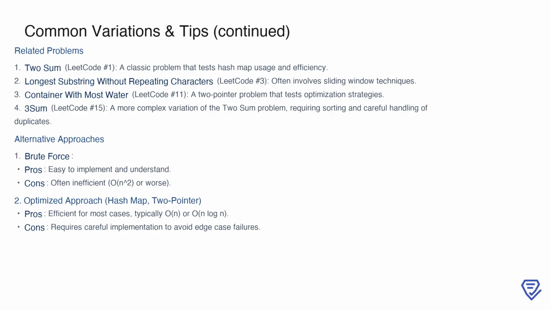When solving these problems, you might start with a brute force approach. This is easy to implement and understand but is usually inefficient with time complexities like n squared. The optimized approaches, such as using hash maps or two-pointer techniques, are much more efficient, often achieving n or n log n complexities, but require careful implementation to handle edge cases effectively.